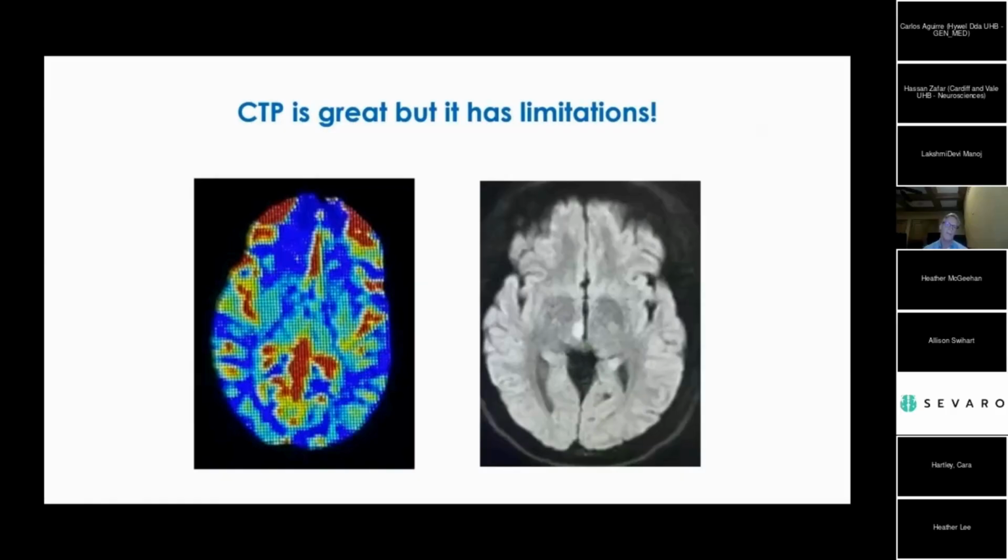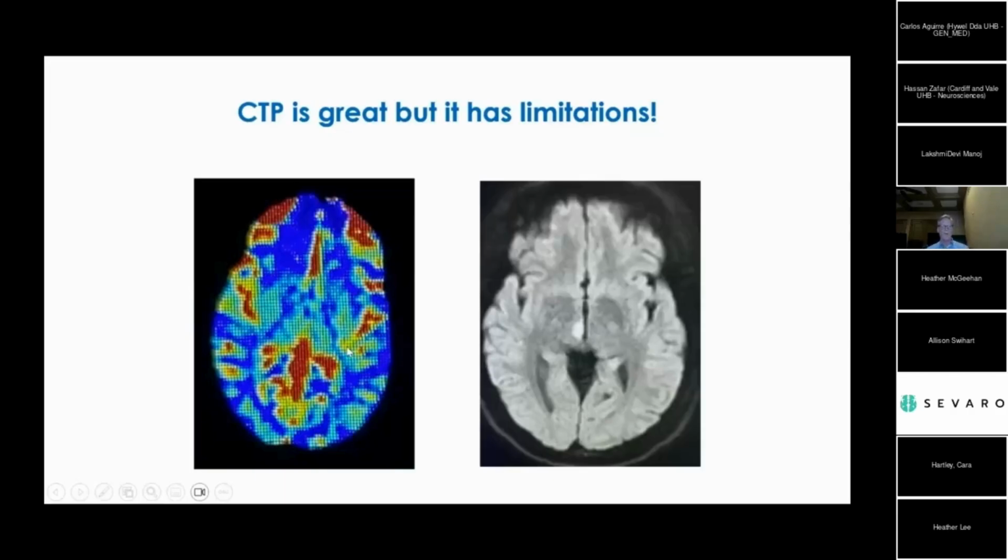Now, as far as limitations of CT perfusion, I think it's awesome, but it does have limitations. One of the limitations is really small strokes. So here's an example. You have a diffusion weighted image here. You have the thalamus, which is white. This is restricted diffusion. This is a stroke, clearly. The CT perfusion study on the same patient does not show the stroke.